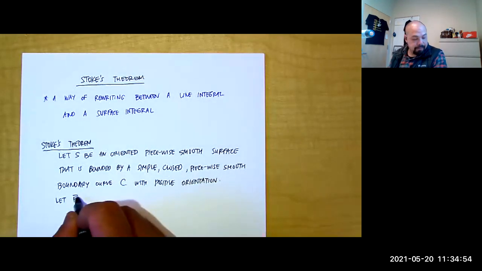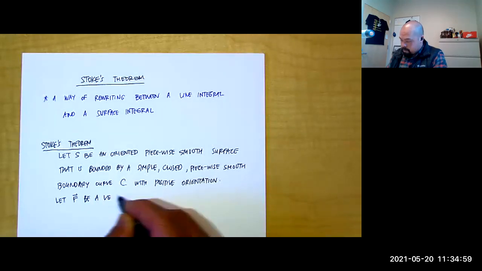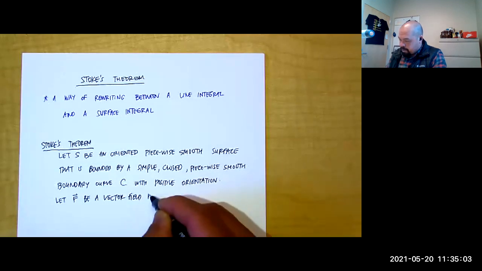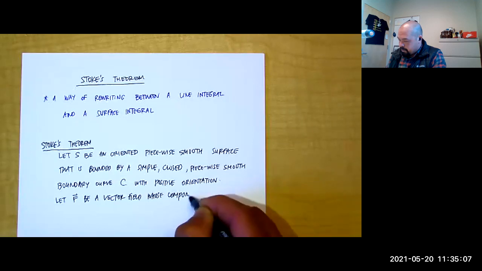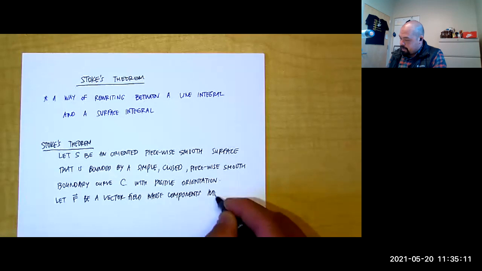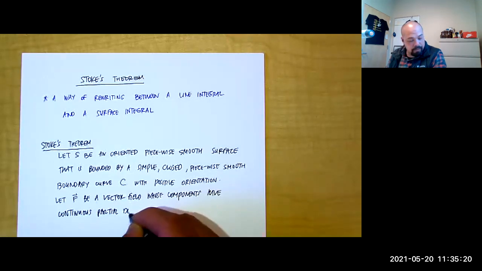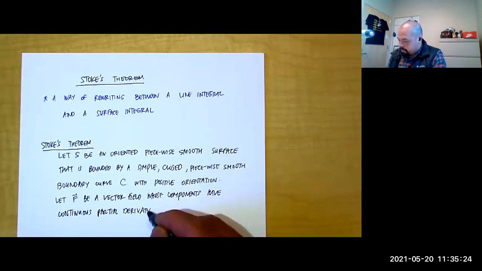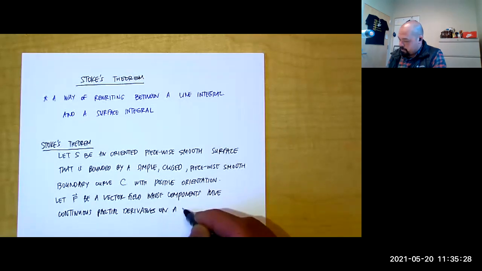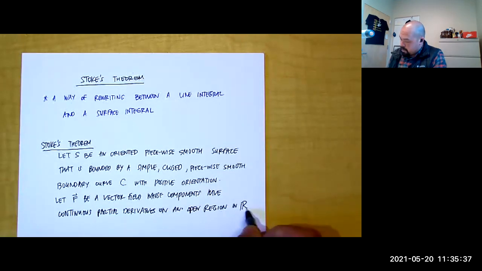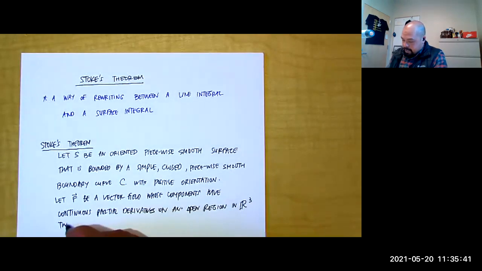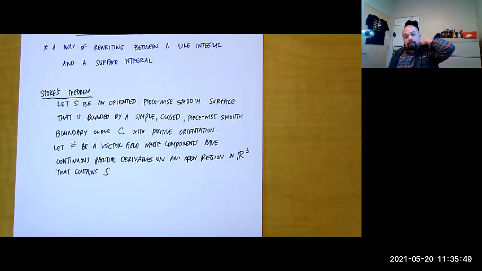There's that setup. So let's let F be a vector field whose components have continuous partial derivatives on an open region in our three-dimensional space that contains S. So this vector field will have continuous partial derivatives in all that space wherever S resides.